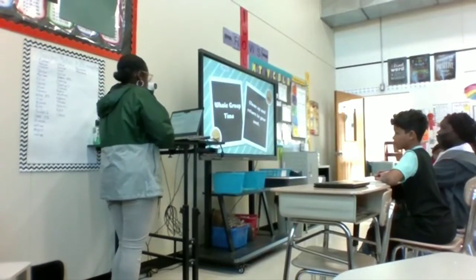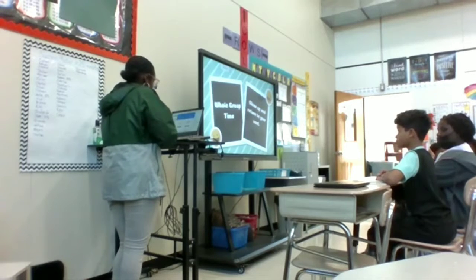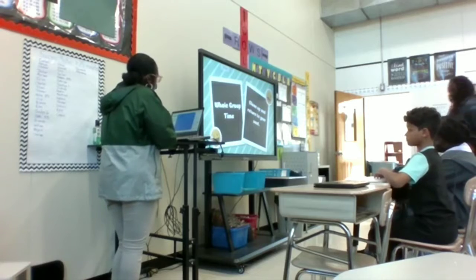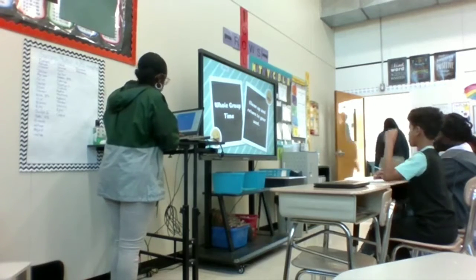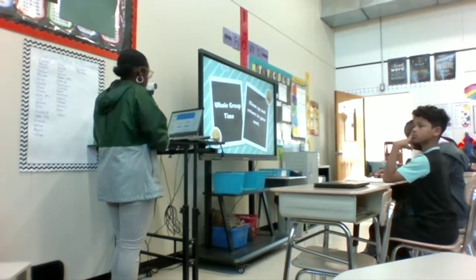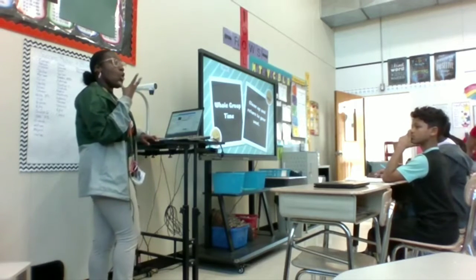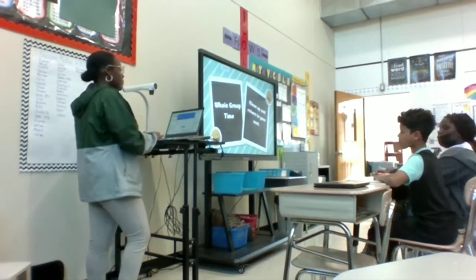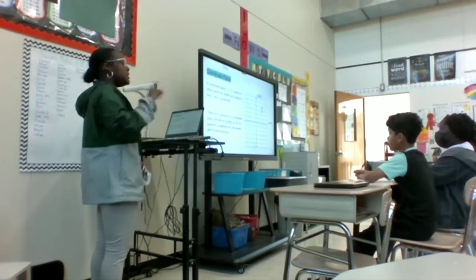How many quadrants are in a coordinate plane? 4. Good job. How do we represent the quadrants? Well, we represent the quadrants with Roman numerals. We're going to get to the x and the y in a minute.